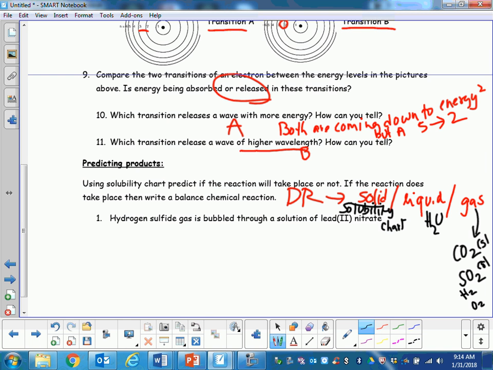Now let's look at the first question. This one says formula writing.